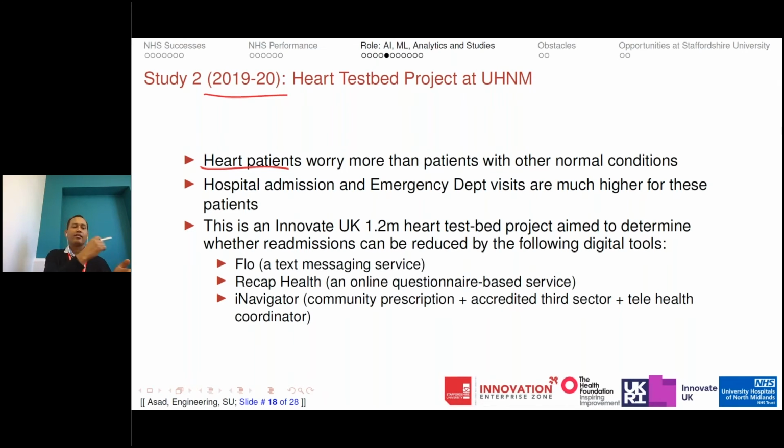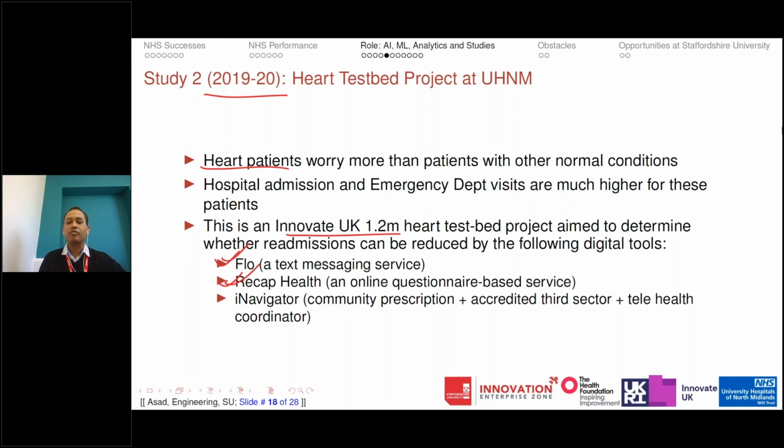Therefore, the emergency department attendance and hospital admission are much higher for the heart patient than the patients with other complications. Okay, so this 1.2 million Innovate UK project aimed to reduce the emergency department attendance plus hospital attendance through some digital technologies. The first one was a text messaging service.